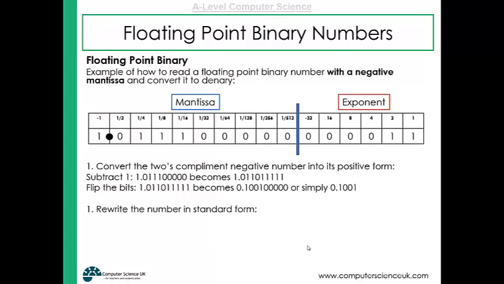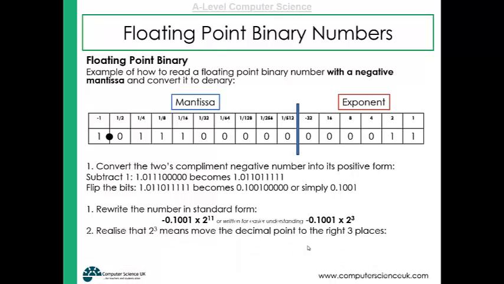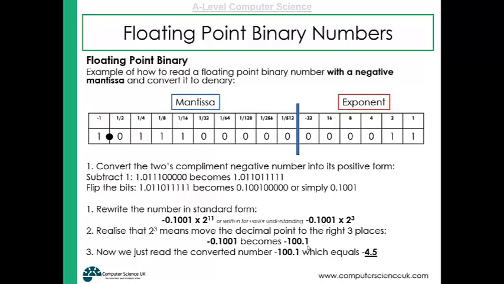0.1001. So rewrite it in standard form. We have minus 0.1001 times 2 to the 3. That means move the decimal point 3 places to the right. So minus 0.1001 would become minus 100.1. And if we were to convert that into denary, that would end up being minus 4.5, because it's one lot of 4 and one lot of a half, but obviously it's negative, so it's minus 4.5.